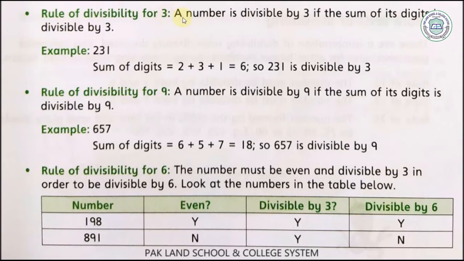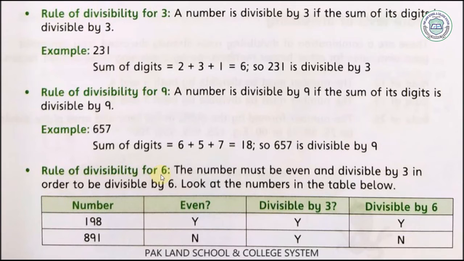Rule of divisibility for 3. A number is divisible by 3 if the sum of its digits is divisible by 3. For example, 231. The sum of the digits 2, 3, 1 is equal to 6. So 231 is divisible by 3. Rule of divisibility for 9. A number is divisible by 9 if the sum of its digits is divisible by 9. For example, 657. The sum of the digits 6 plus 5 plus 7 is 18. So 657 is divisible by 9.